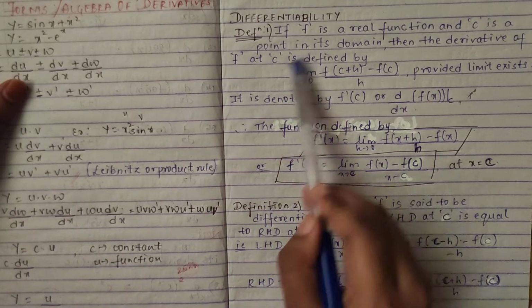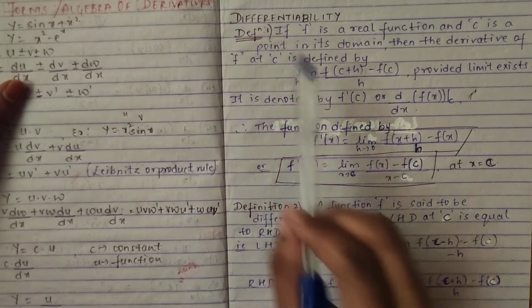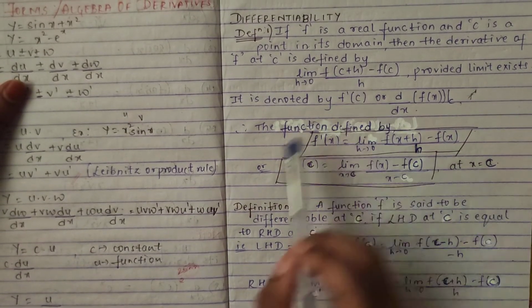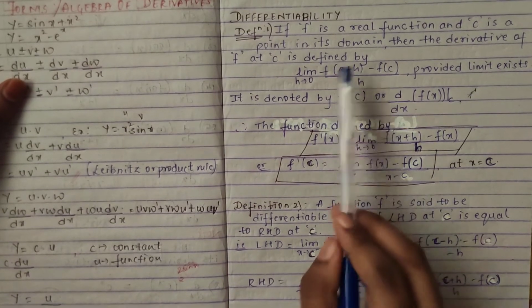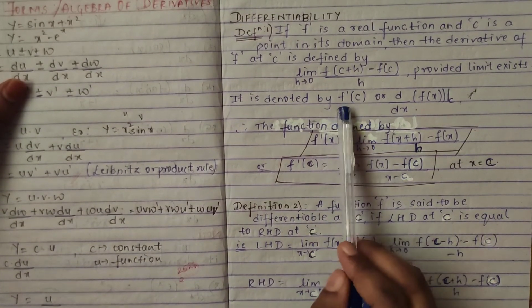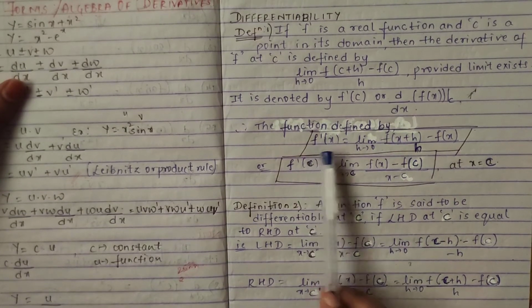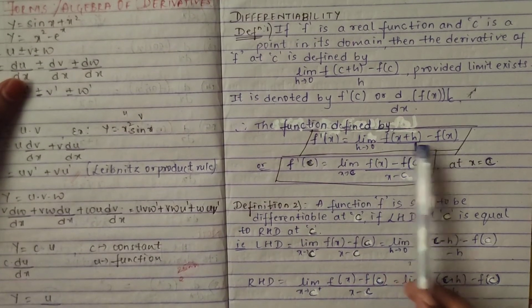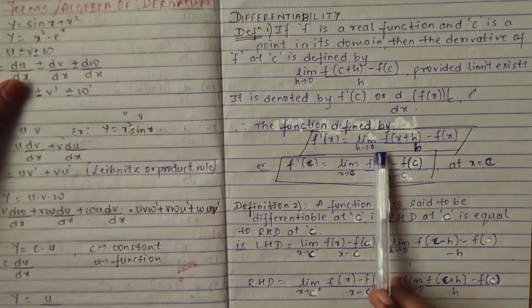This limit should exist. Limit exists means what? We have seen the continuity part, and you have done limits in that way. This is denoted as f dash of c. See, this is in terms of c, so f dash of c. How do we write it? Therefore, the function defined by f dash of x is equal to the limit of f of x plus h minus f of x, whole divided by h, as h tends to 0.